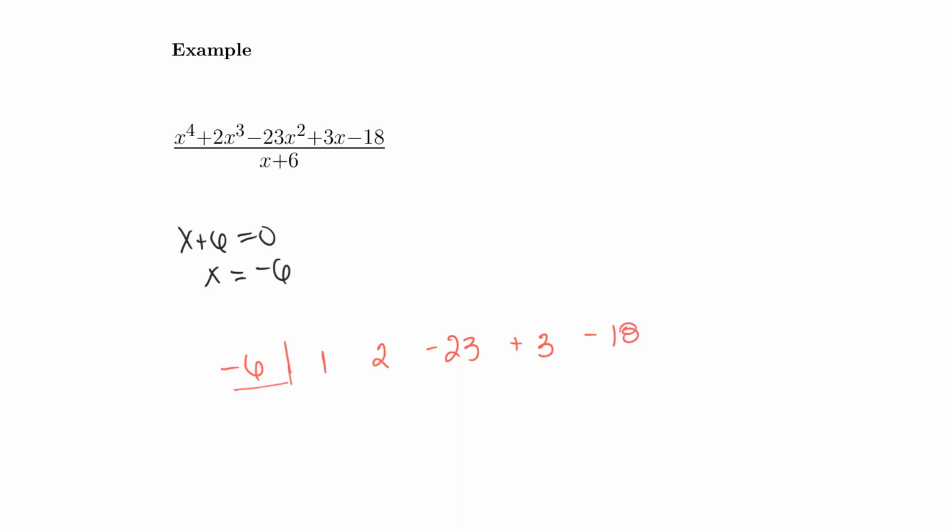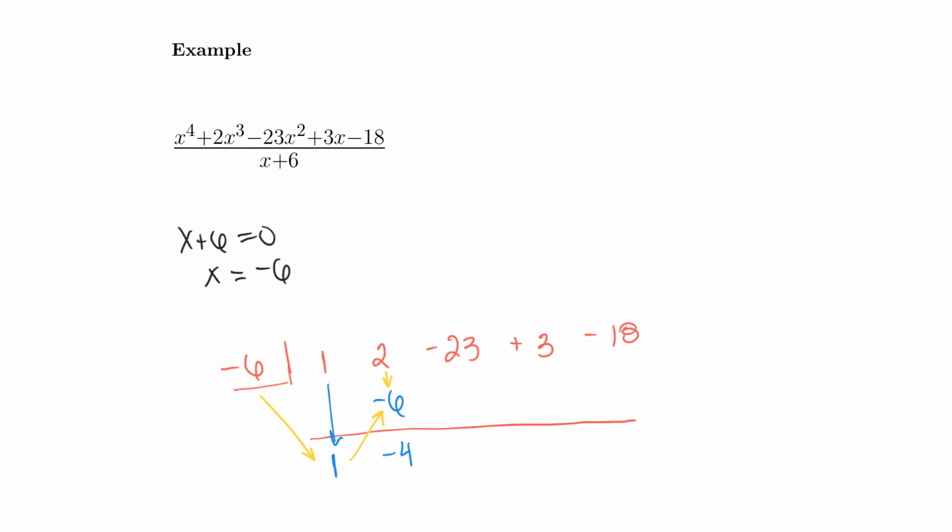Now we draw a line and take the first number down. So we take 1. The next step is to say minus 6 times 1, and then we write the answer in here. So minus 6 times 1 is minus 6. And then we add these two numbers. So we have 2 minus 6, and the answer will be minus 4.